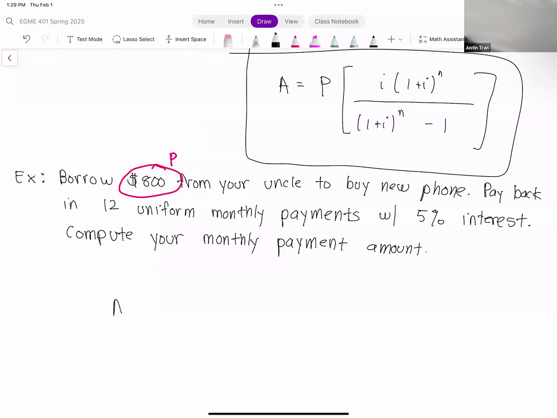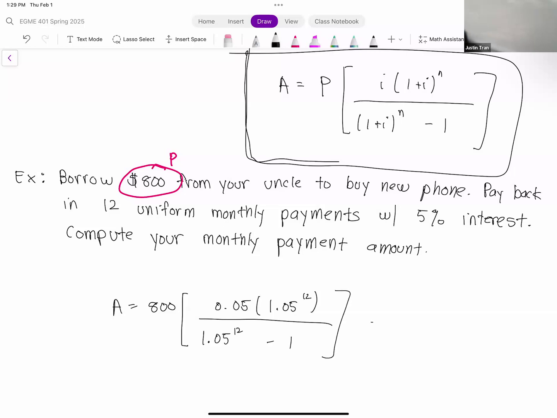All right, so we're going to use the formula that's just right above it. It's kind of very nicely framed here. So we're solving for A, and we're going to plug into this formula. From this formula, we have A is equal to P, which is 800, multiplied by quantity i. i in this case is 0.05, 5%, times 1 plus i to the n. So it's going to be 1.05 raised to the 12th power, and then all divided by 1.05 to the 12th minus 1. That'll tell you how much you're going to owe your uncle each month.